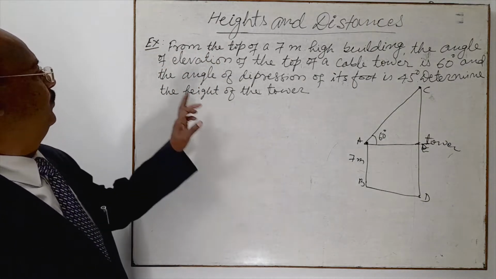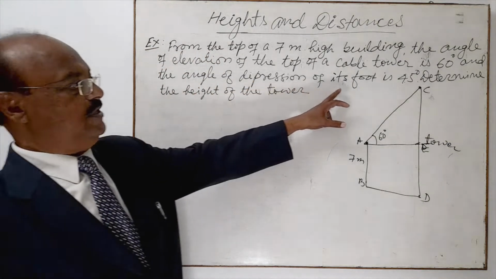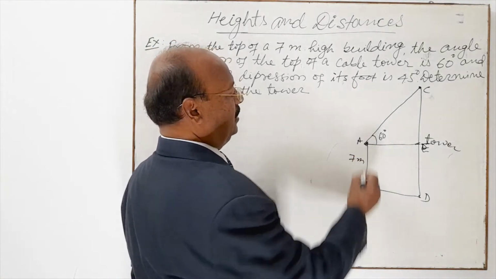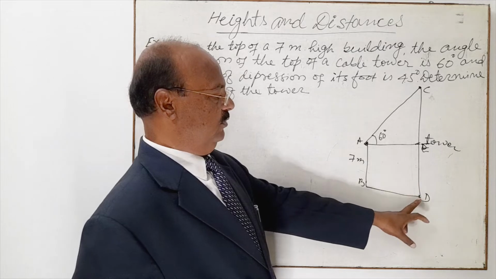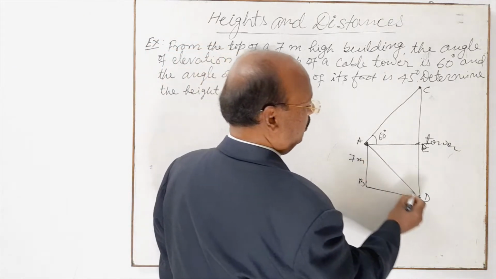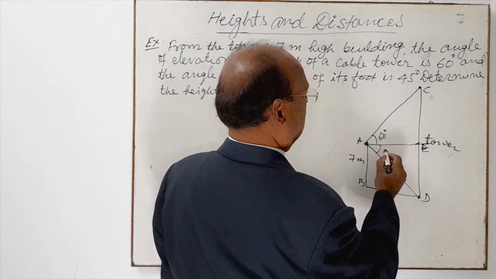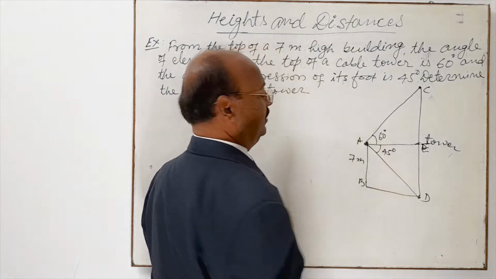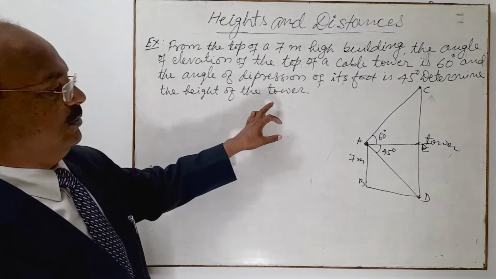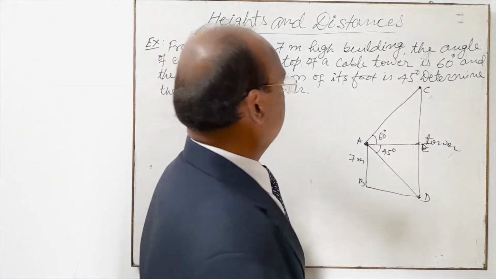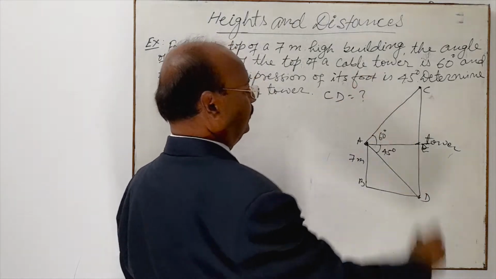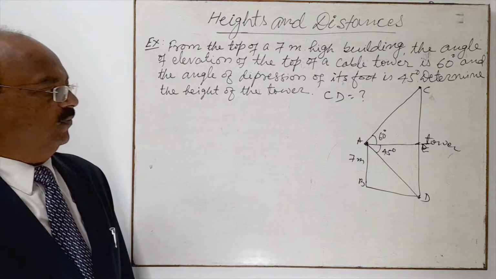Next point is the angle of depression of its foot is 45 degree. From this same point A, the angle of depression of the foot of the tower is 45 degree. So this angle is 45 degree. Determine the height of the tower. We have to find out CD.